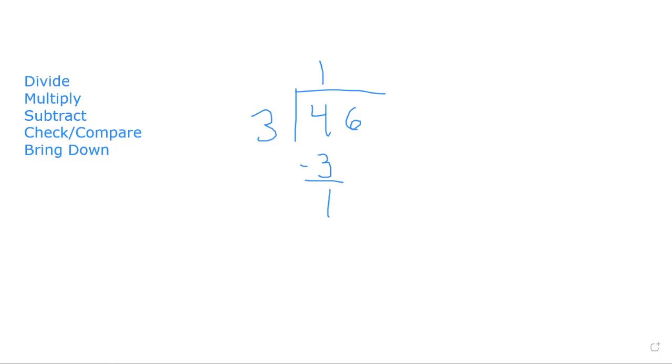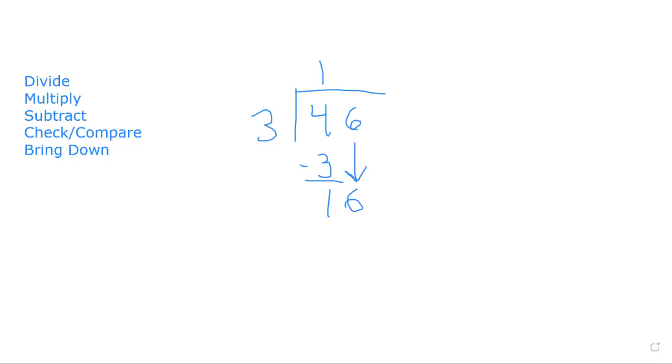Now my check or compare is to look back at the divisor. If this is smaller than the divisor, we're good to go. If it's equal to or greater than the divisor, I've made an error and I need to work backwards and check it out. But 1 is less than 3, so I can go ahead and bring down a 6.